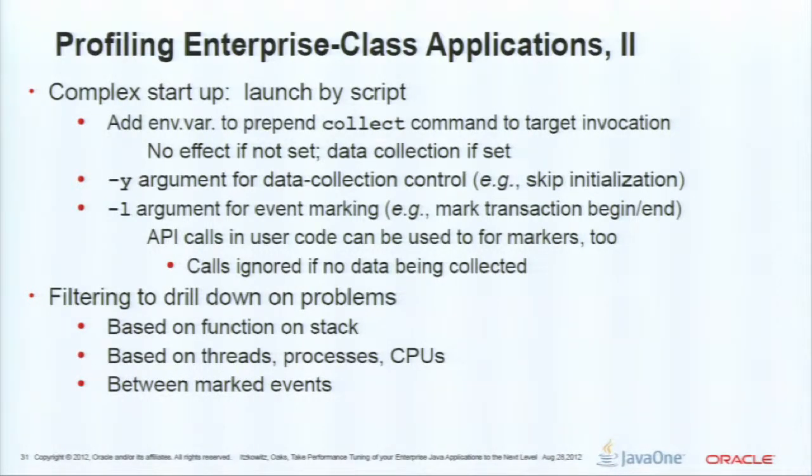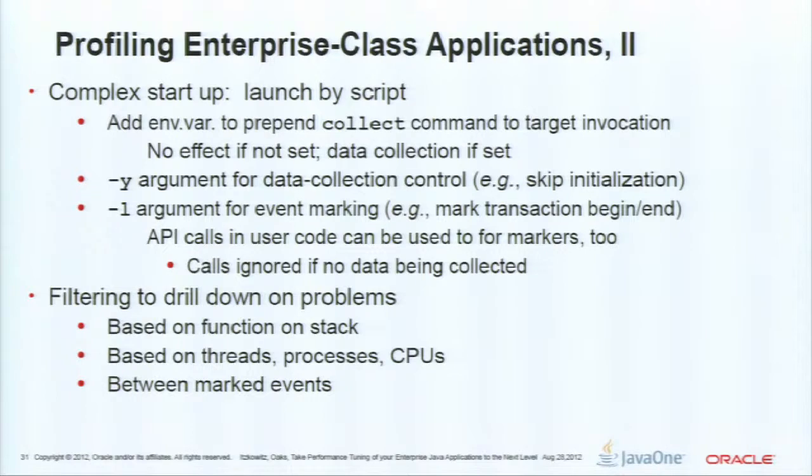Another thing you can do is we have an argument you can give to collect that will control when you collect data and when you don't. So if you invoke it with, let's say, -y user, that means don't collect data until SIGUSR is sent to this process. And every time you send SIGUSR after that, it will toggle data collection on and off.